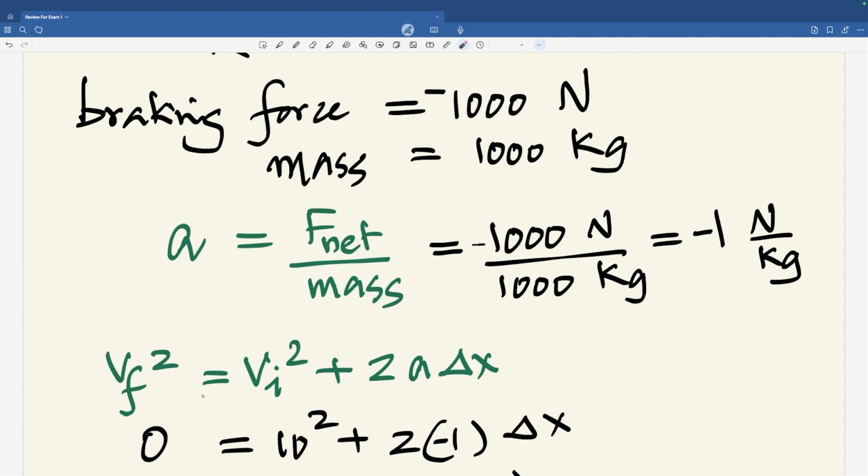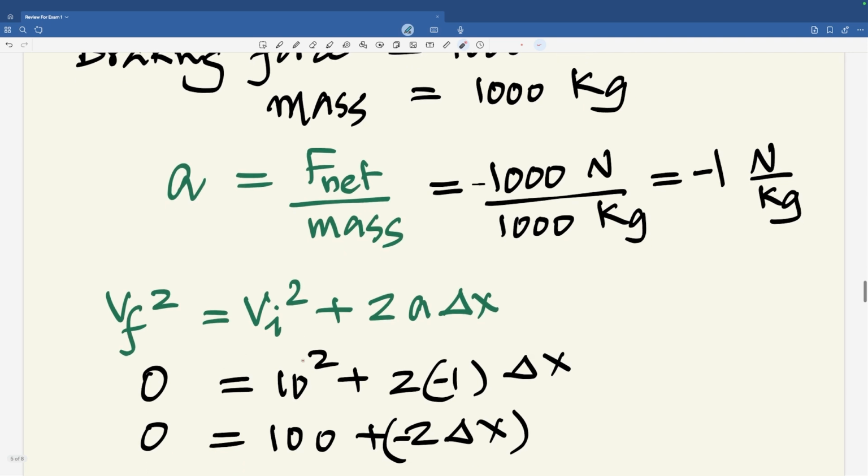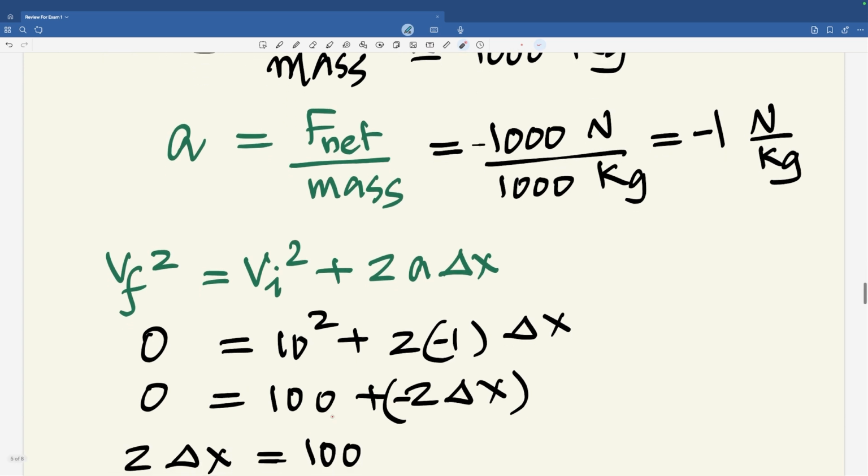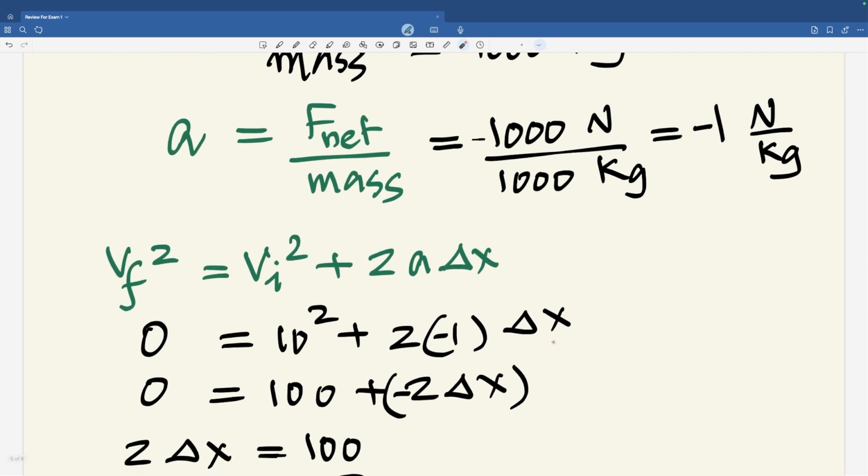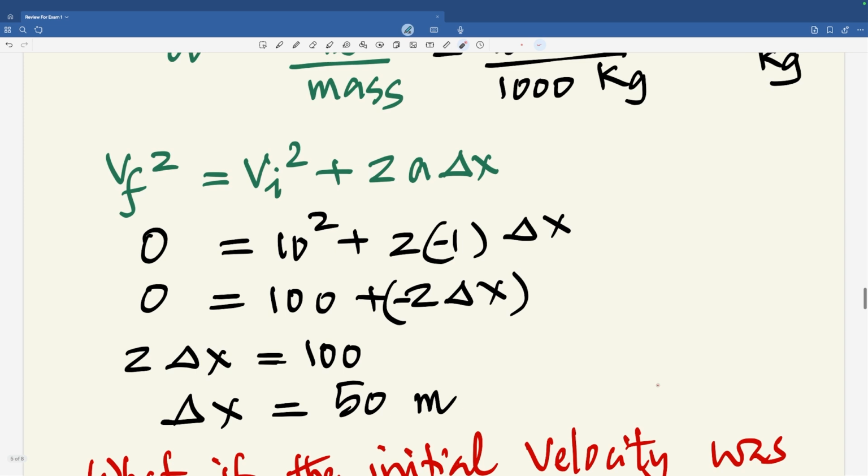When you plug in the numbers, you get 0 is equal to 10 squared plus 2 times negative 1 delta x. 10 squared is 100. And this is like negative 2 delta x. Well, add 2 delta x to both sides. So that'll cancel out on the right side. And then you get 2 delta x is 100. Divide both sides by 2, which again I've not shown. So these 2's will get canceled out. And then you get delta x is 50 meters. So that's how you do it. It takes 50 meters for the car to stop.